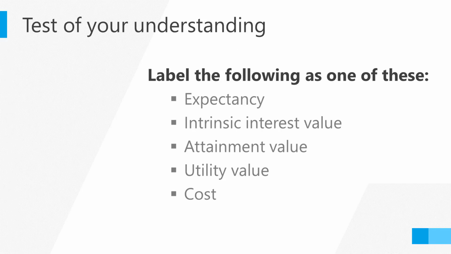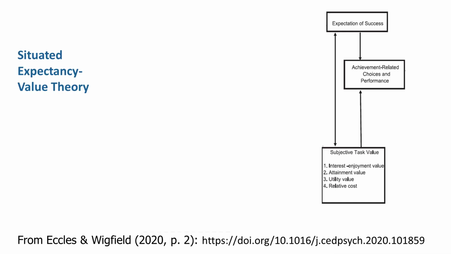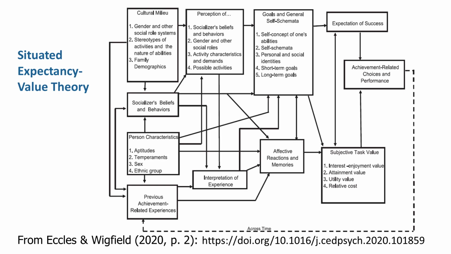I hope that you did well on this test because you understood these concepts. Certainly the ideas behind expectancy and value are key components to the expectancy value theory. However, the theory extends beyond these immediate concepts to encompass the reasons that a person might have particular expectancies and values. Here's a visual of the model, and I'll give you a brief overview of it now.